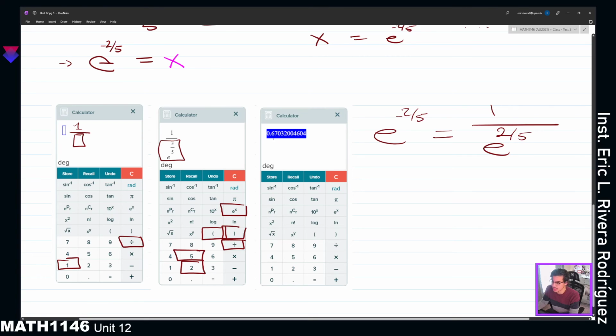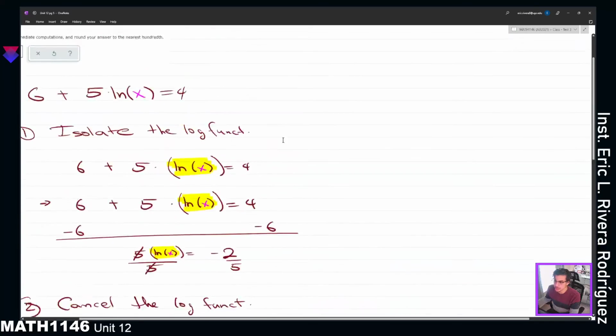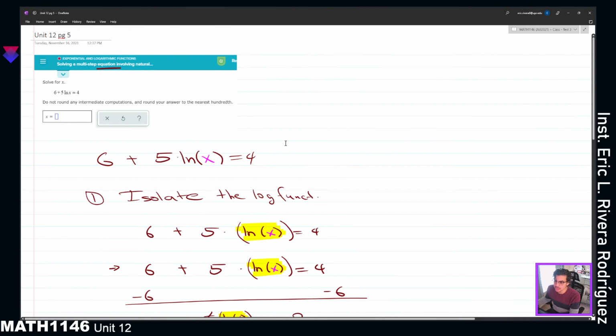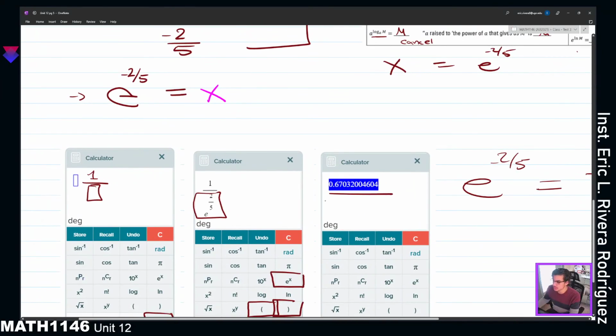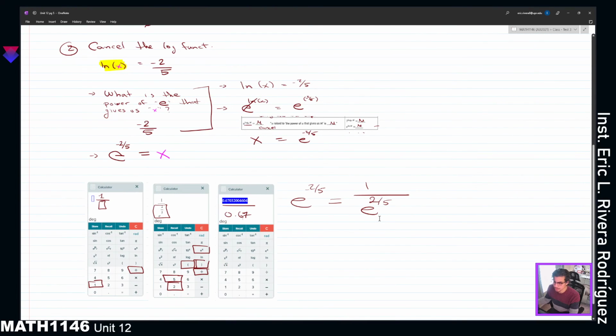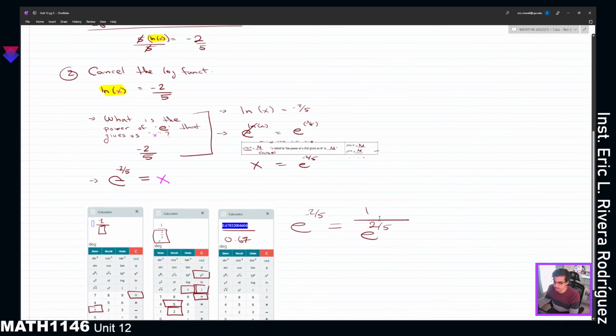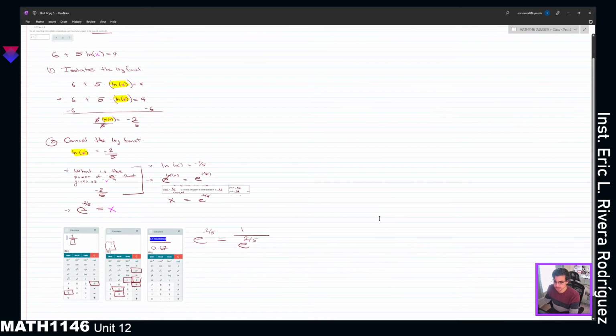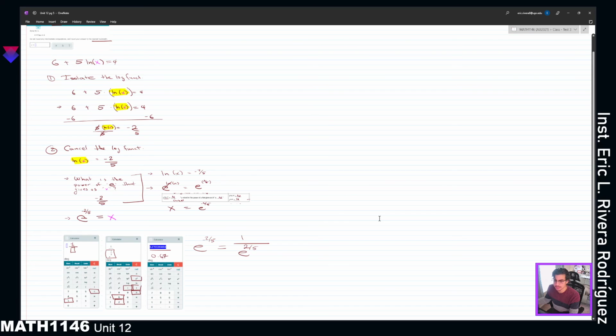And then just clicking enter, and you can see that I can highlight or select this with the mouse and copy and paste it. This is the value, so you will copy and paste it, and you need to round to the nearest hundredth. Nearest hundredth means 2 decimal places, so you are just going to copy 0.67 and then paste that as your answer. Any question with this one?